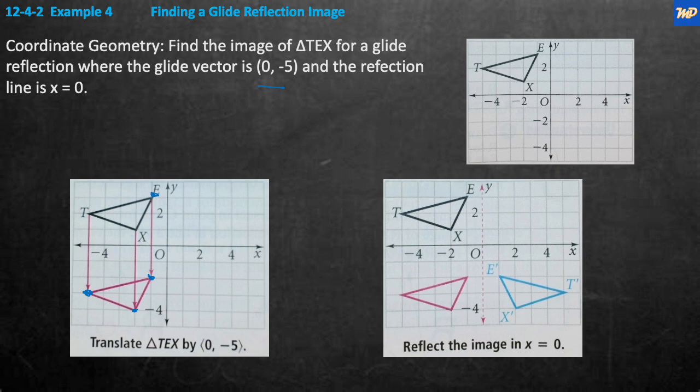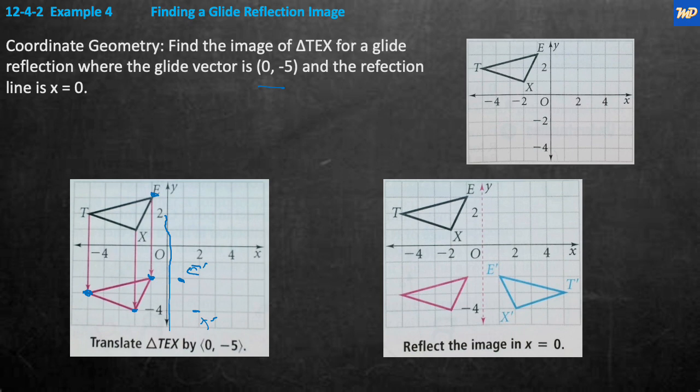So x is 0 right here. This is x is 0, right? And we're going to reflect across. For this lower triangle, we're going to reflect across. So that's going to put E, this is going to be E prime right there. And then we're down here out 2. This is X prime. And way over here is T.